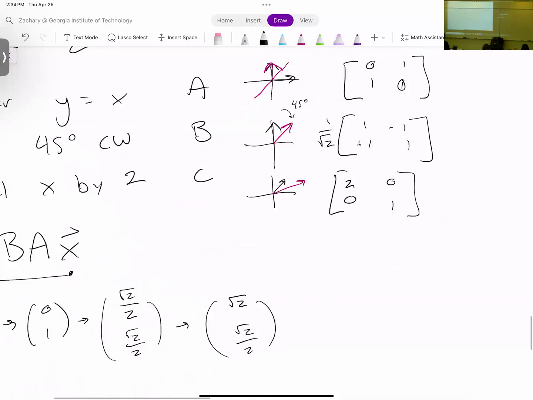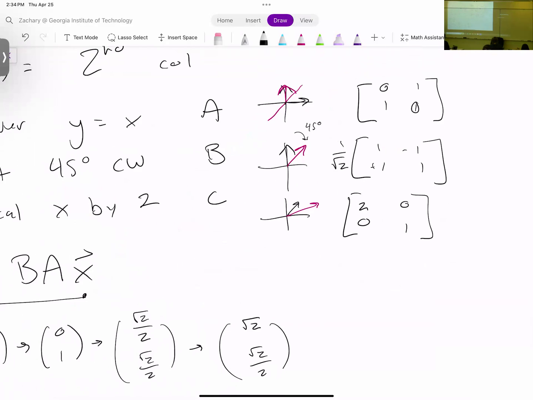Back on the matrix for the B transformation. Wouldn't the bottom? No, it's clockwise. Yeah, I was just confused. Okay, that's kind of complex.